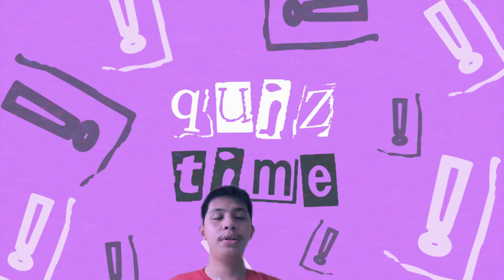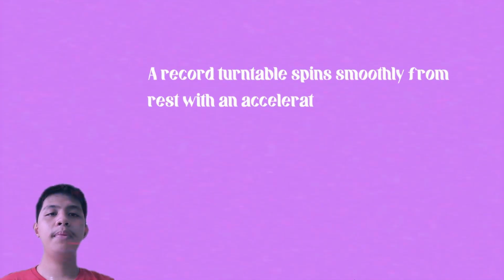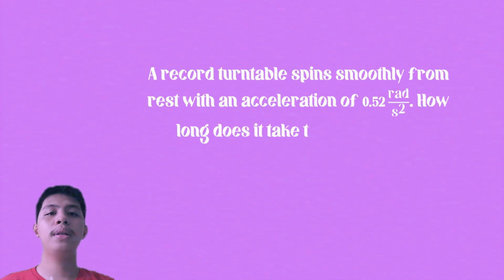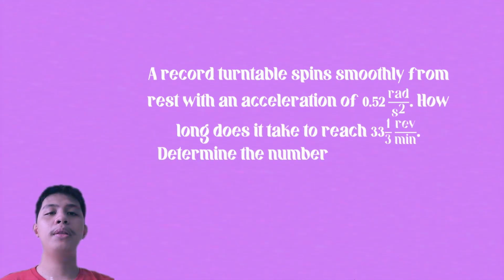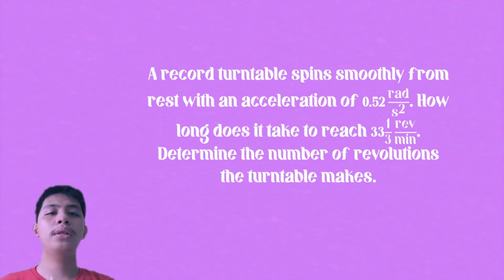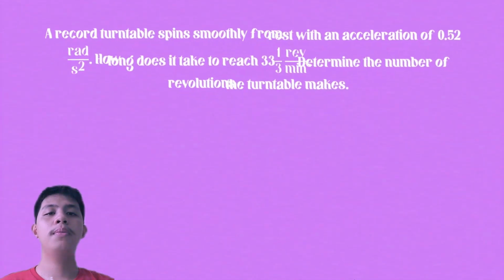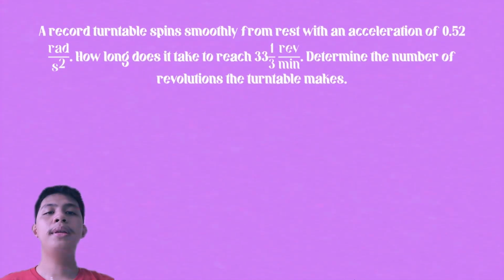After that, let's have a short quiz. So, let's have this problem. A record turntable spins smoothly from rest with an acceleration of 0.52 rad per second squared. How long does it take to reach 33 revolutions per 3 minutes? Determine the number of revolutions the turntable makes.